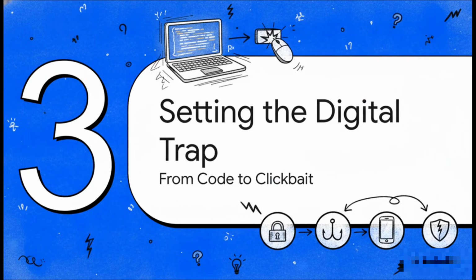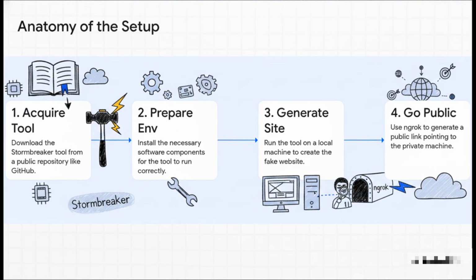So how does an attacker actually put these two tools together? You might think it's this long, complicated process, but it's really not. It's just a few straightforward steps that turn these tools into a weapon. It's pretty quick. First, they download Stormbreaker right from GitHub. Second, they install all the software bits and pieces it needs to run. Third, they run the program on their own computer and poof, there's the fake site. And finally, they use Ngrok to generate that public link. So in just a matter of minutes, a piece of code on a private machine becomes a live weapon on the internet, all ready to be sent to a target.